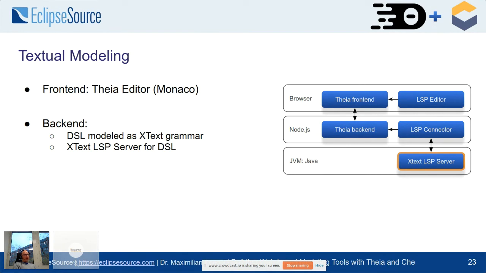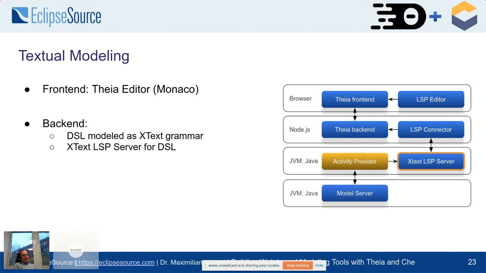The only thing we customized about this Xtext LSP server is somehow it needed to know about the activities that are available. And that's a concept that's available in Xtext anyway. So this is completion providers. In this case, it's an activity provider. And this activity provider would be exactly the same in a desktop-based tool. And in this case, it communicates with the model server to read in all the available activities and to provide them for auto-completion.